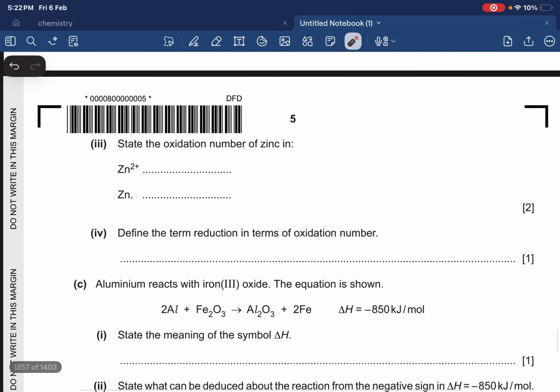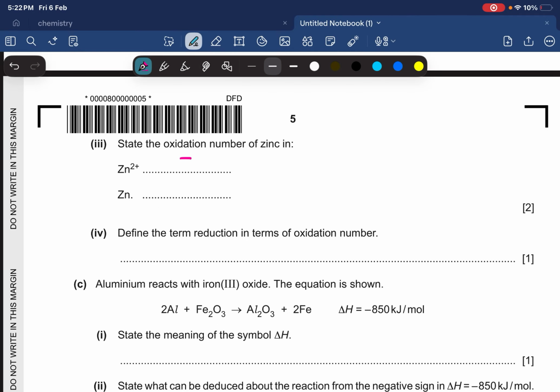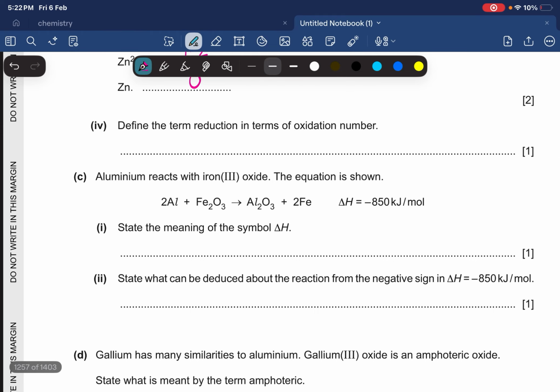State the oxidation number of zinc in Zn2+. It's going to be positive 2, and in Zn it is 0. Define the term reduction in terms of oxidation number. Reduction means a decrease in oxidation number. So if your oxidation number decreases, you're reducing.